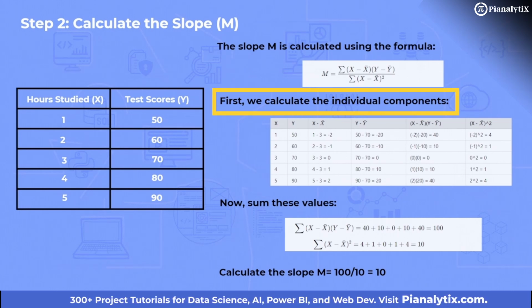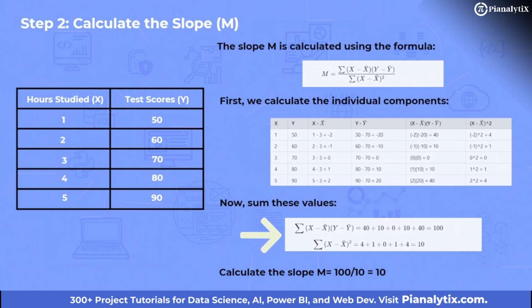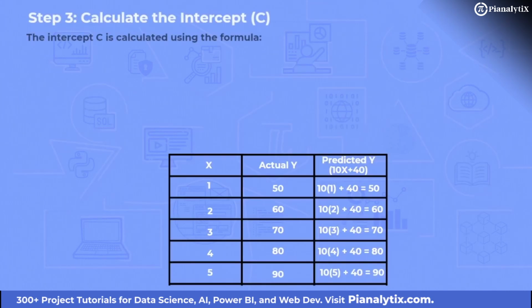So first we calculate the individual components, that is x minus x bar, y minus y bar, the multiplication of these two, and (x minus x bar) whole squared. Then we sum these values and put them in the formula to get the value of the slope as 10.